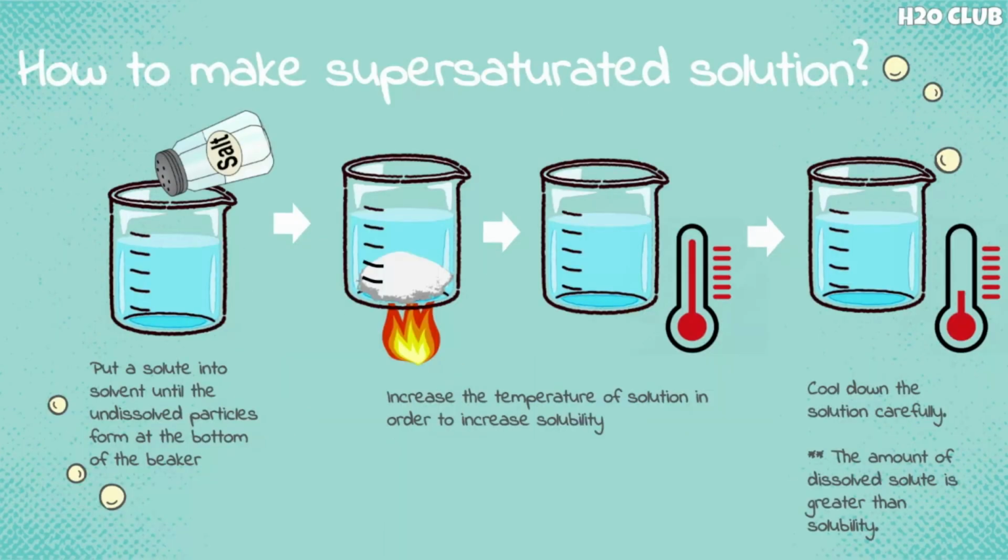Supersaturated solution. How do we make a supersaturated solution? First, we put a solute into a solvent until the undissolved particles form at the bottom of the beaker. Then, we increase the temperature of the solution in order to increase solubility. And lastly, if we cool down the solution carefully, we would end up with a supersaturated solution where the amount of dissolved solute is greater than solubility.